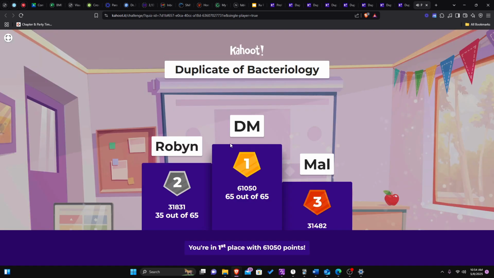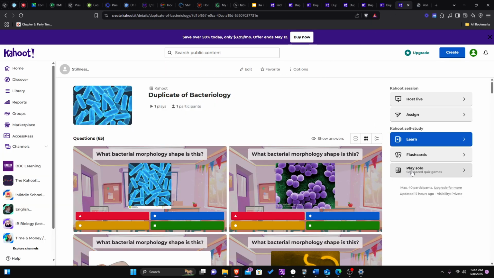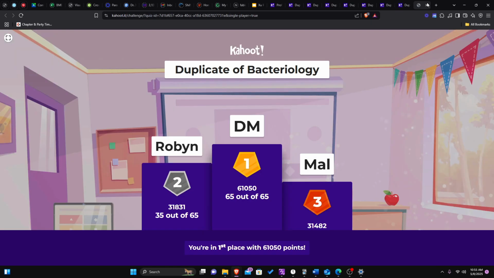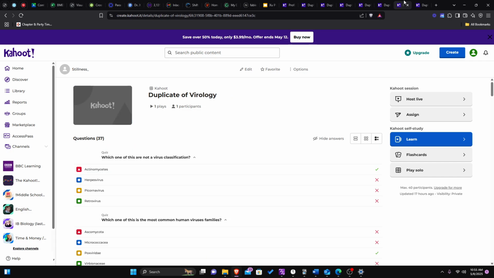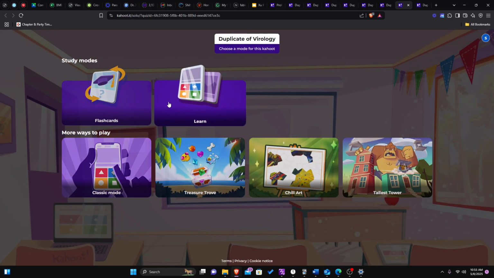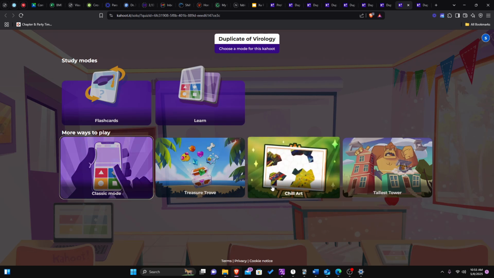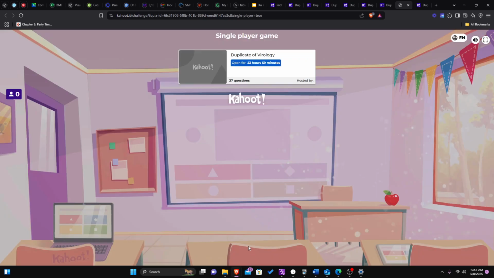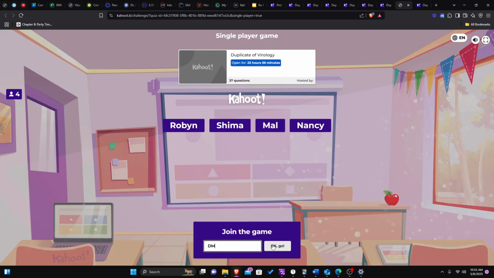That's so exciting. Alrighty, we got the 65 out of 65. Move on to the next one. Bacteriology. Oh no, that's the one we just did. So we're on virology. This one has the one with the 8 steps. We're gonna try to recognize those.